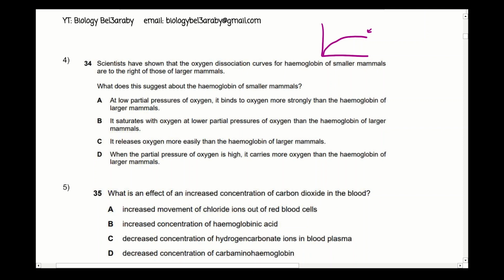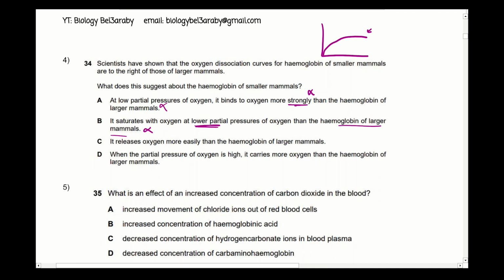Now, let's see the suggestions that we have here. A. At lower partial pressures of oxygen, it binds to oxygen more strongly. Now, this is incorrect because we said when it shifts to the right, this means it has a lower affinity, therefore binds less strongly. B. It saturates with oxygen at lower partial pressures of oxygen than the hemoglobin of larger mammals. As we said, this is incorrect. It requires a higher partial pressure to achieve a particular saturation.